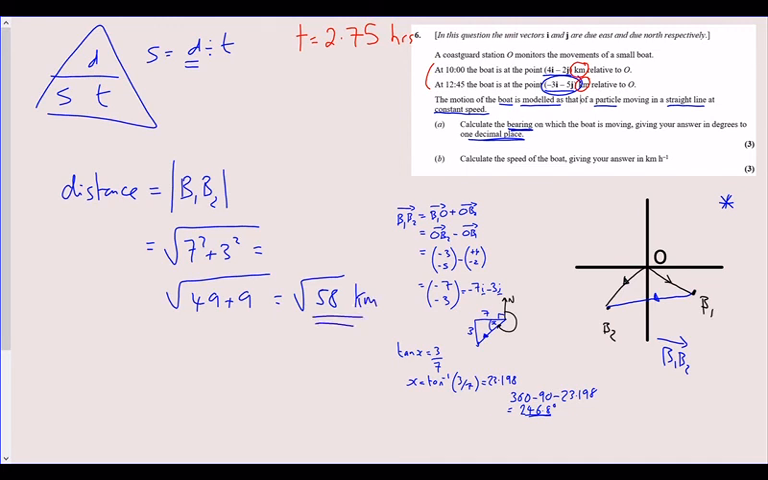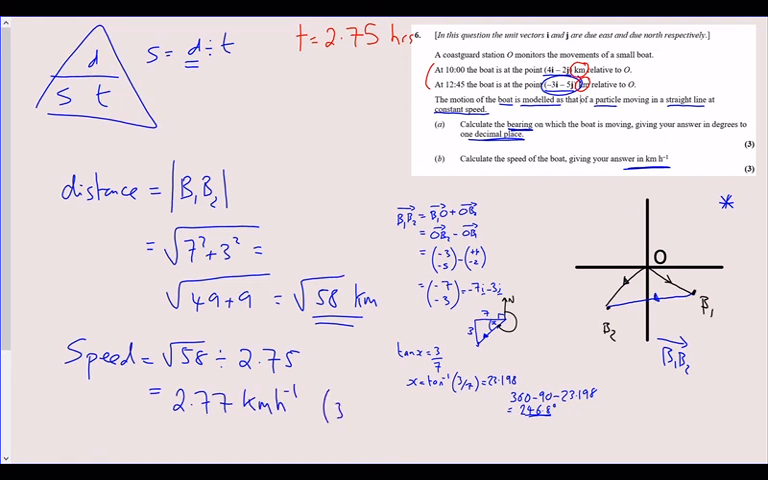So the speed is the distance divided by the time, and that's going to give me 2.77 kilometers per hour. And that's going to be given to 3 significant figures.